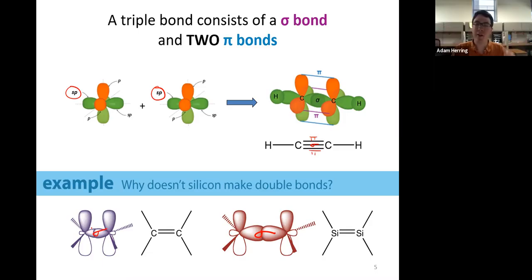which means that there is a larger distance between the p orbitals of the silicon atoms in this theoretical scenario. Therefore, there is weaker or almost no overlap between the p orbitals that could exist with a silicon-silicon double bond. Therefore, this does not exist. There's simply too much space and there's not enough overlap between the atoms.